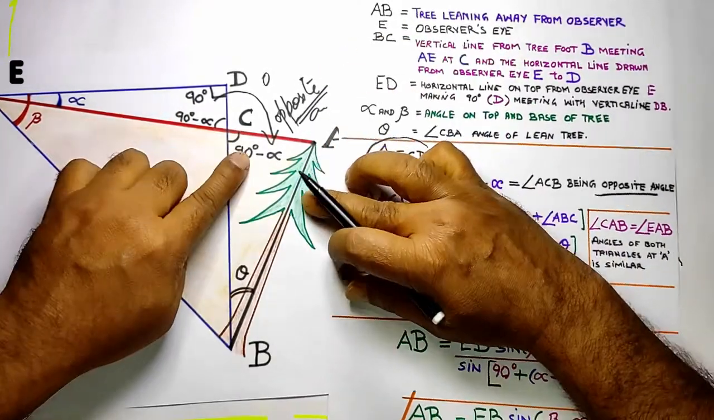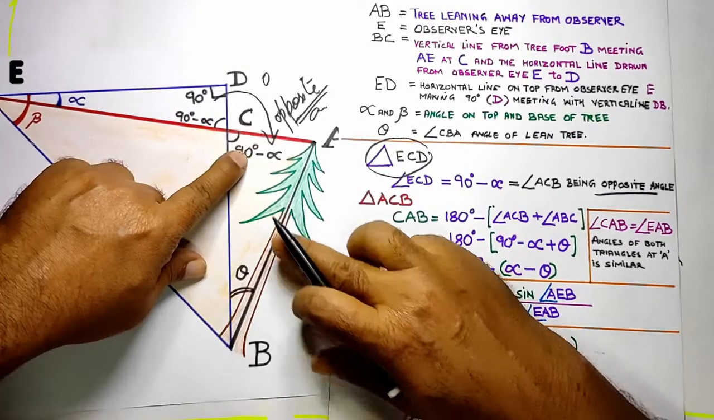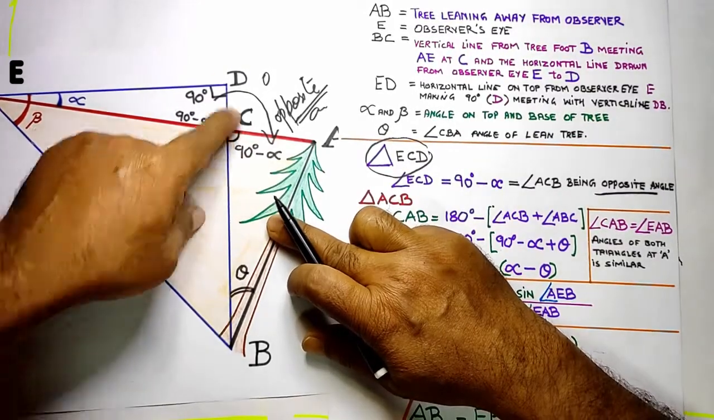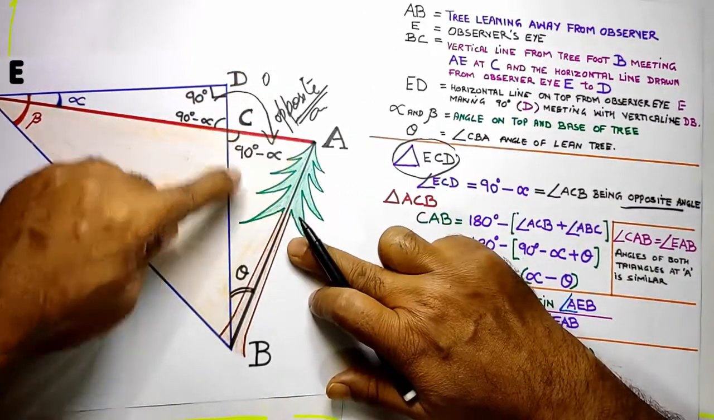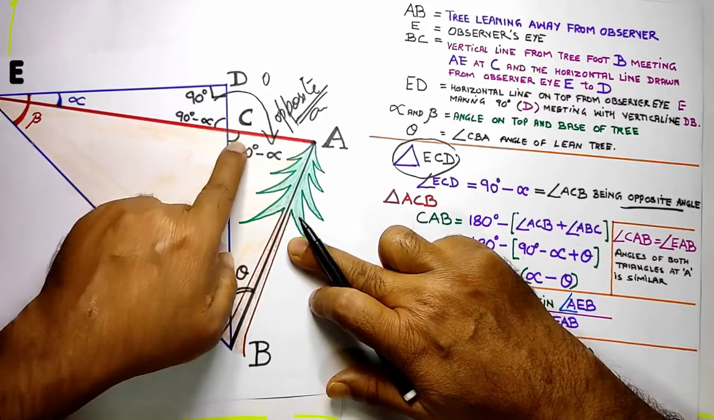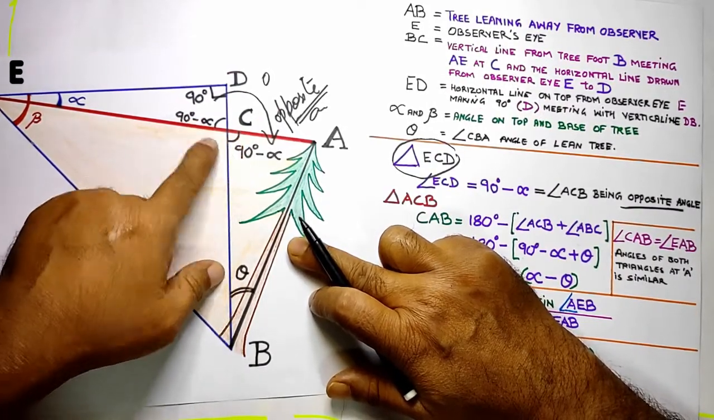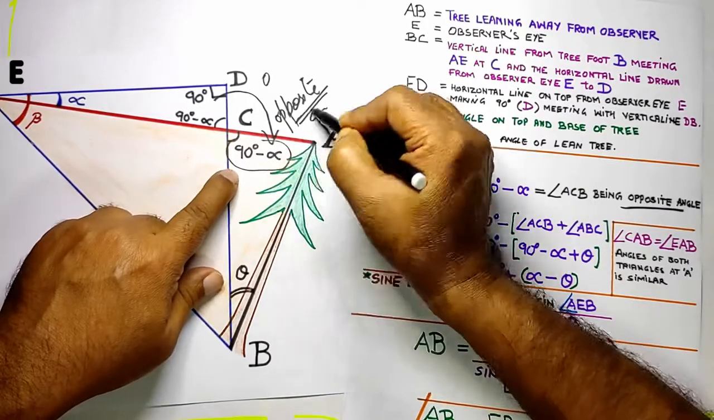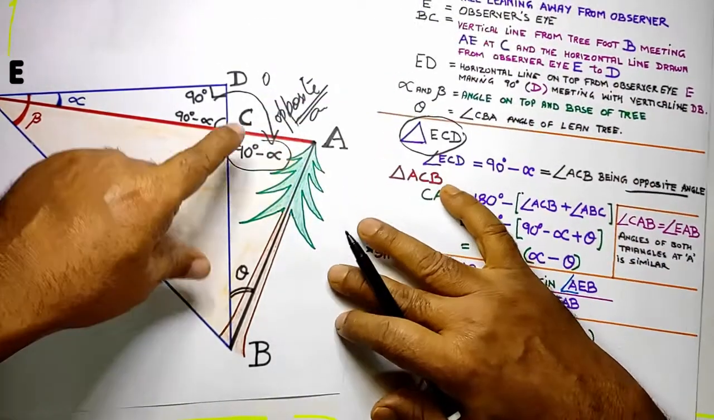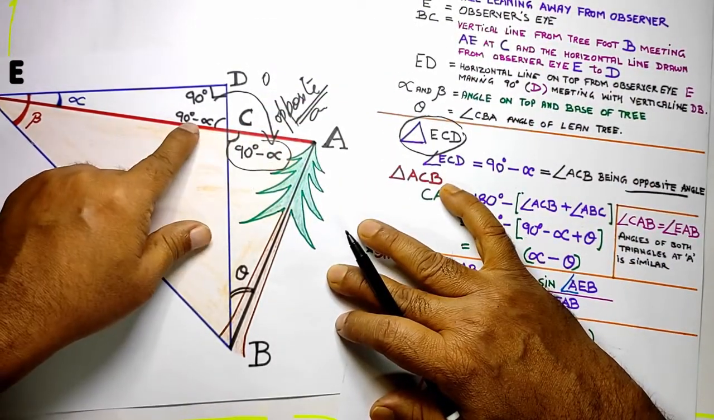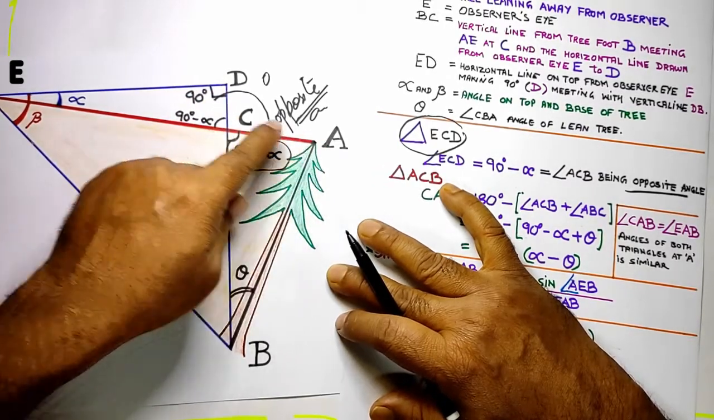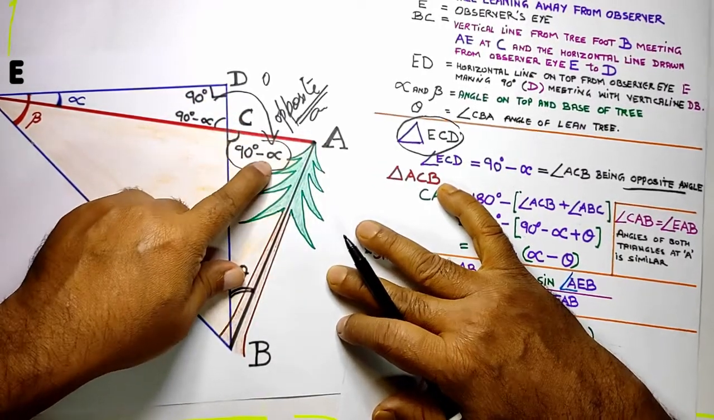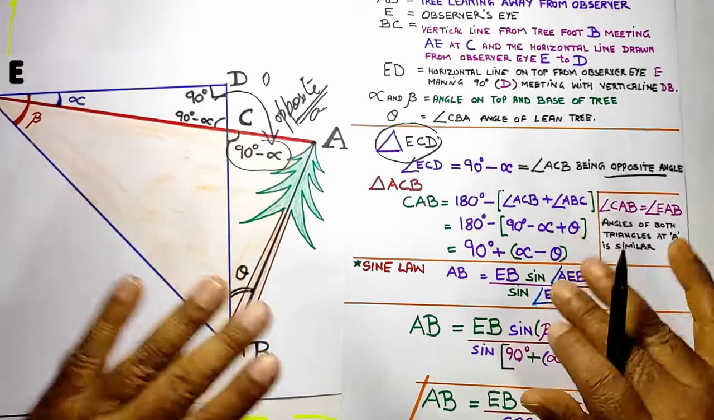When this is an opposite angle, C will be equal to whatever angle you are forming at ECD, then ACB, this angle will be the same. So this angle at C will become 90 minus alpha, just because of the opposite angle. Now we are getting this angle here from ECD. Now we are getting ACB. This will be 90 minus alpha, being the opposite angle. So it is solved here.